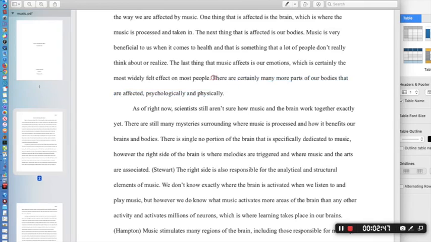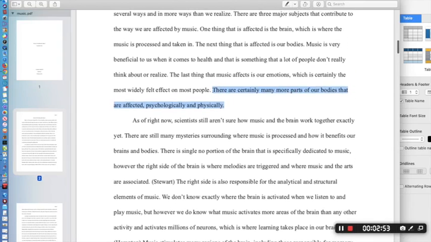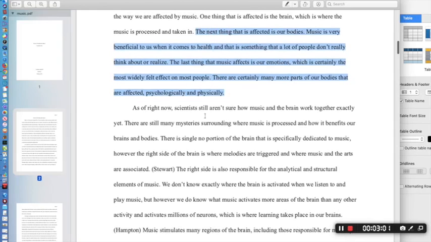This person says, there are certainly many more parts of our bodies that are affected psychologically and physically. I know, from what came before, that music affects our bodies, it affects our emotions, and there are parts of our bodies that it affects psychologically and physically. This is where we're going.